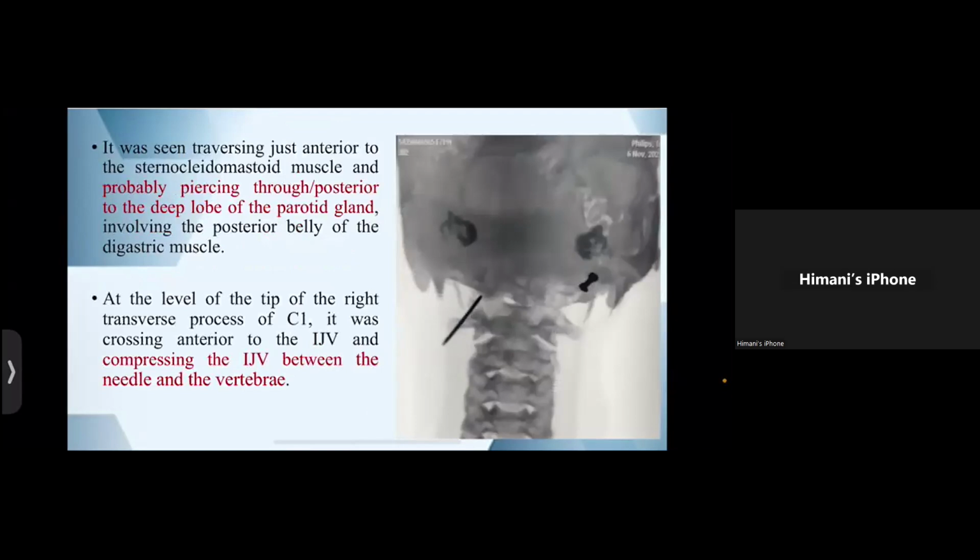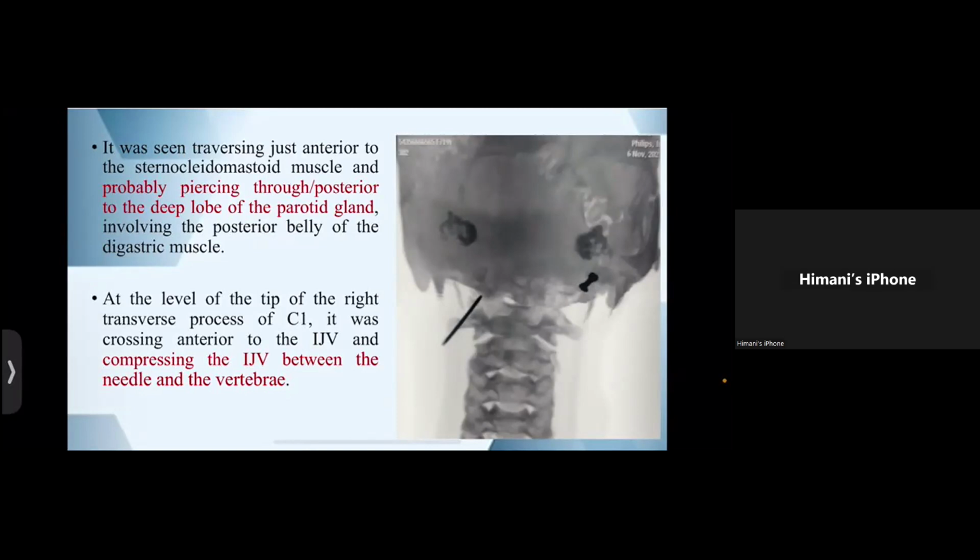It was seen traversing just anterior to the sternocleidomastoid muscle and probably piercing through or posterior to the deep lobe of parotid gland, involving the posterior belly of the digastric muscle. At the level of the tip of the right transverse process of C1 vertebra, as seen in the picture, it was crossing anterior to the internal jugular vein and compressing the IJV between the needle and the vertebra.